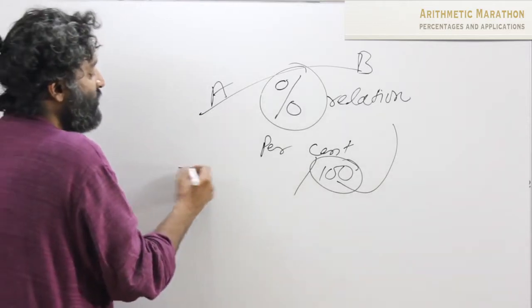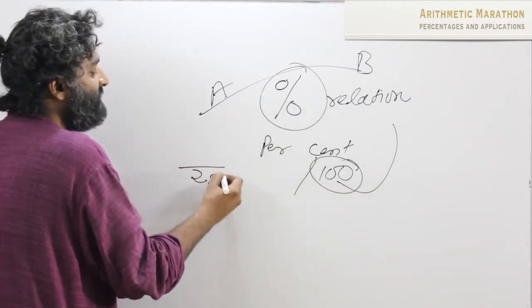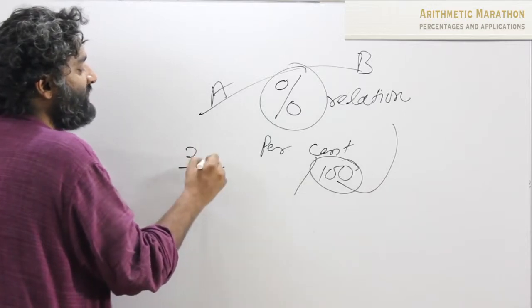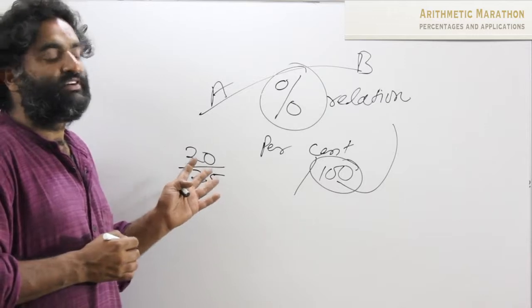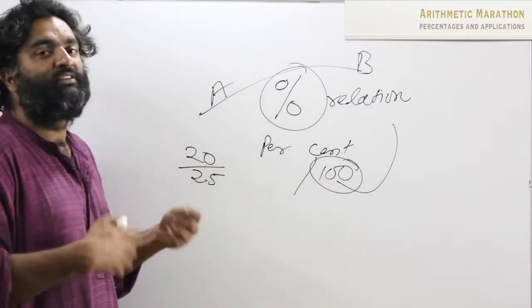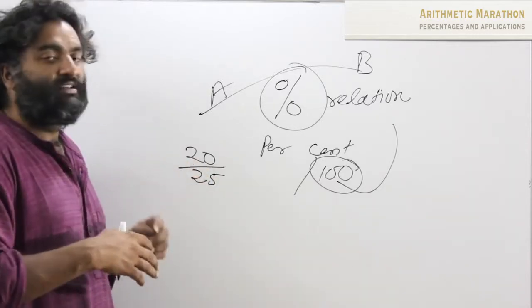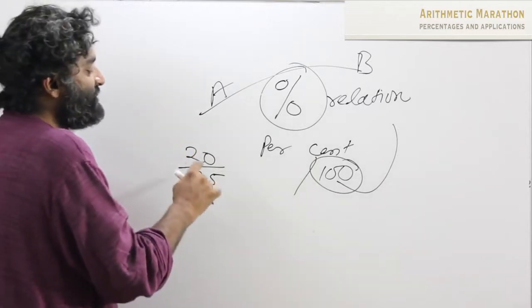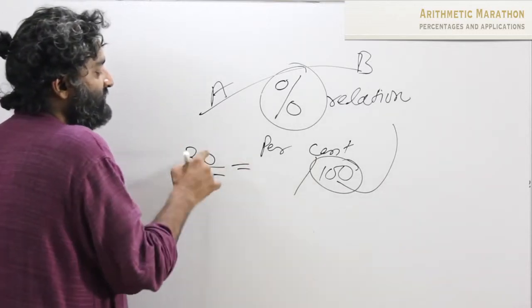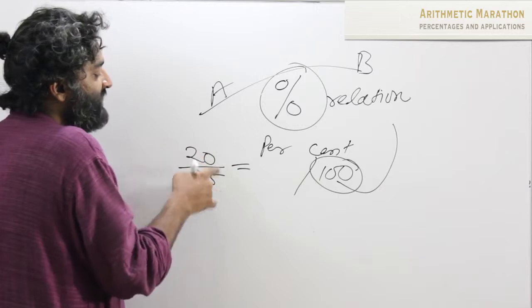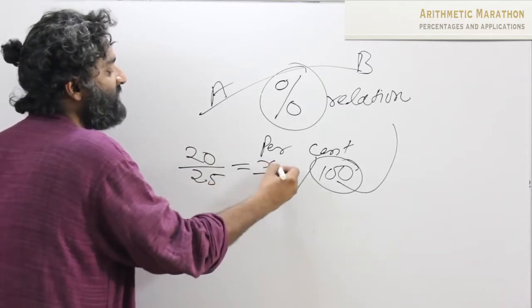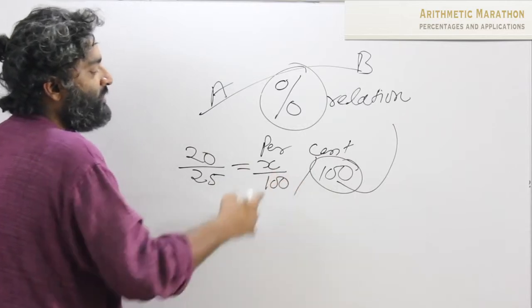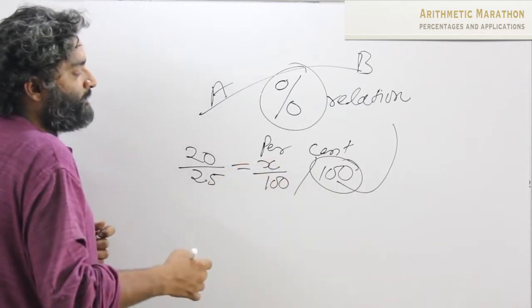Let's say out of a test of 25 marks, you've got 20 marks, okay? And you want to convert this information into percentages so that you can compare it with your friends from other marking schemes. So the question is, the relationship that exists between 20 and 25 exists between some number and 100. Okay, what is that number?